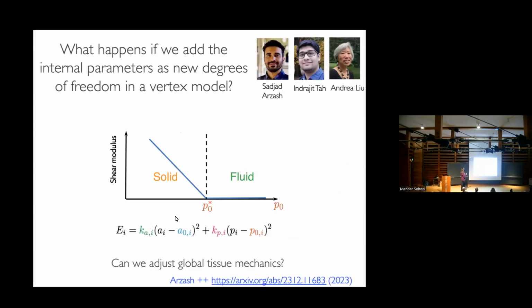Okay, but then the idea for tissues is, what happens if we add the internal parameters as new degrees of freedom in a vertex model? Okay, and so I showed you here that there was this vertex model, it had this fluid-solid transition. And so what if we promote all of these possible internal variables that cells could potentially vary to variable degrees of freedom? Can we use those degrees of freedom to adjust global tissue mechanics?